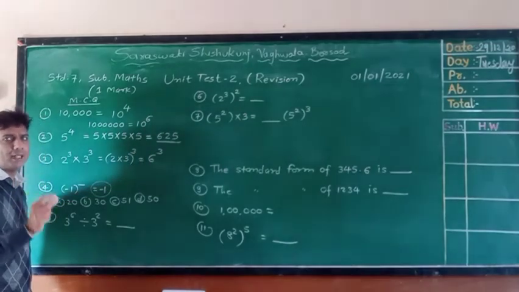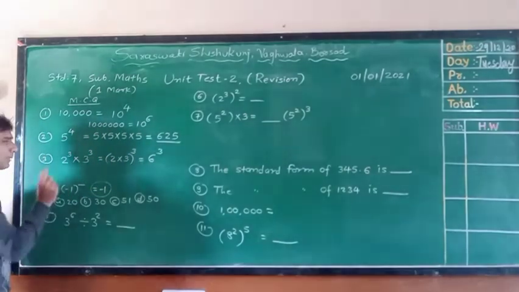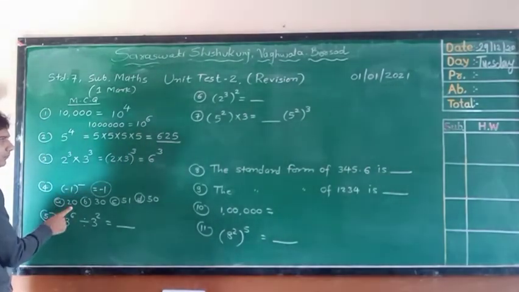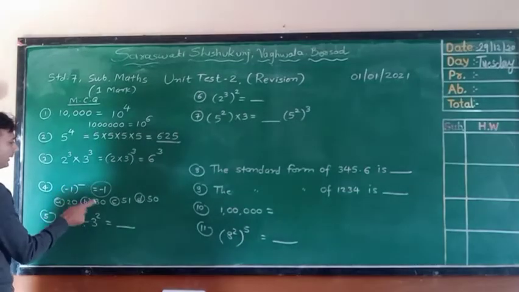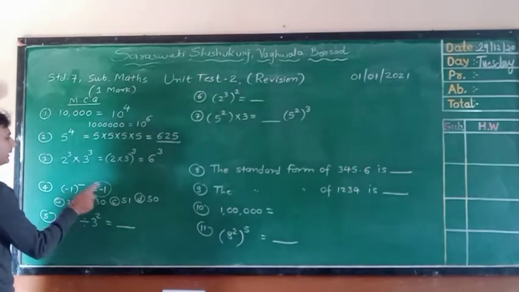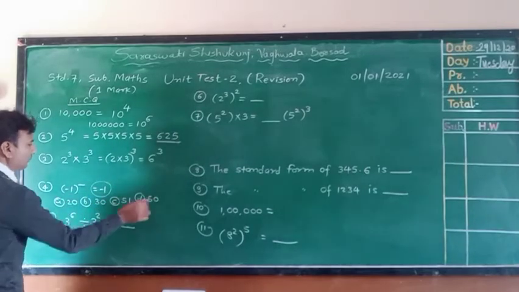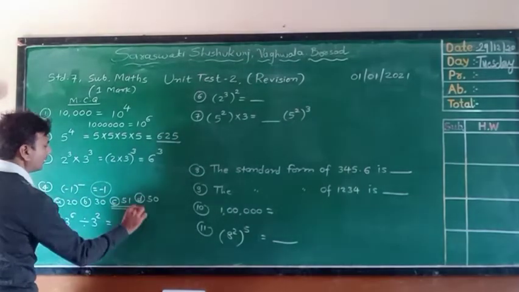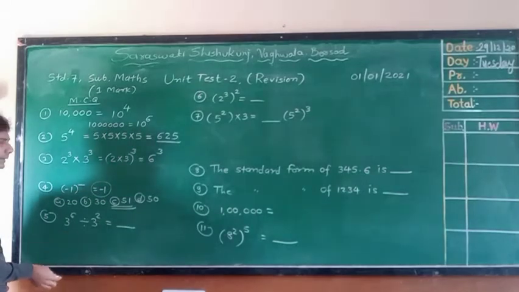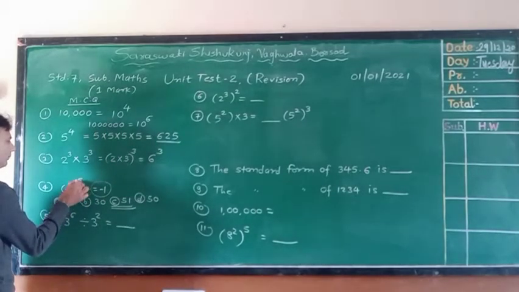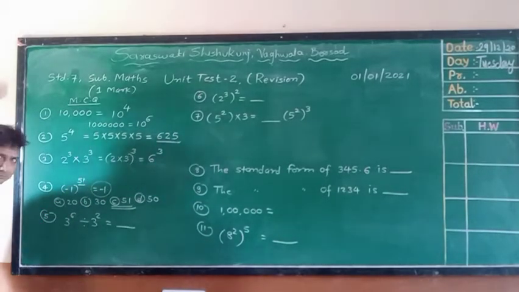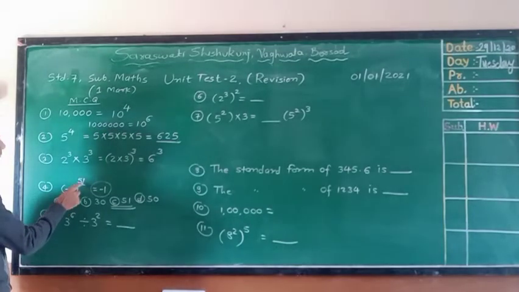Odd number I have to put in its power. 20 is an even number, so we should not put this. 30 is an even number, should not put. 51 is an odd number, yes. 50 is an even number. So which is the odd number from these options? Yes, 51. That means we have to put 51.